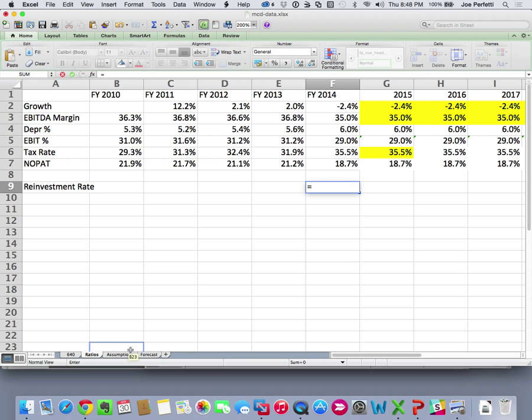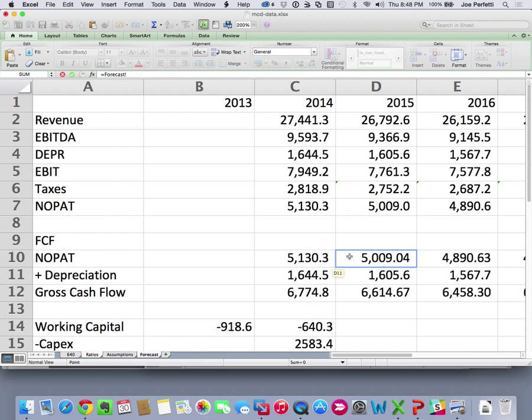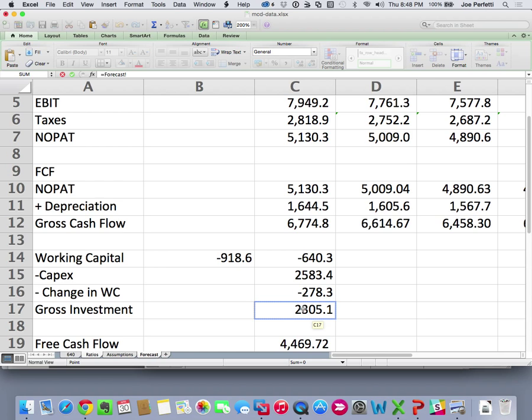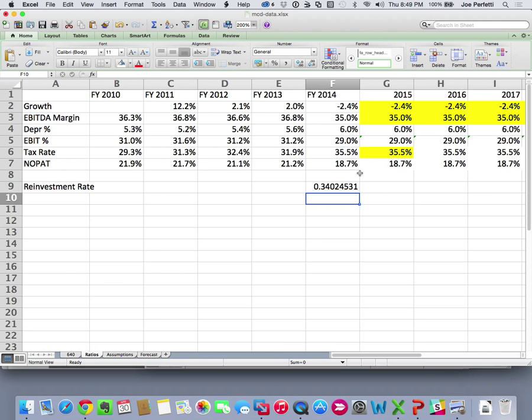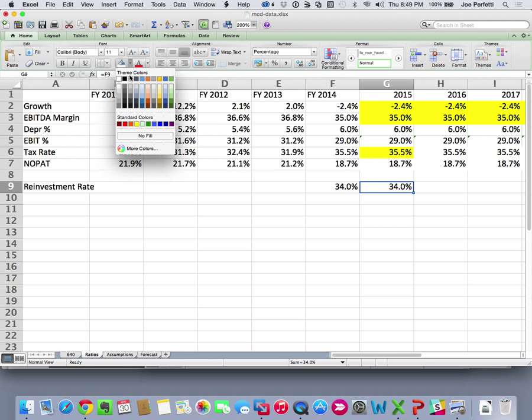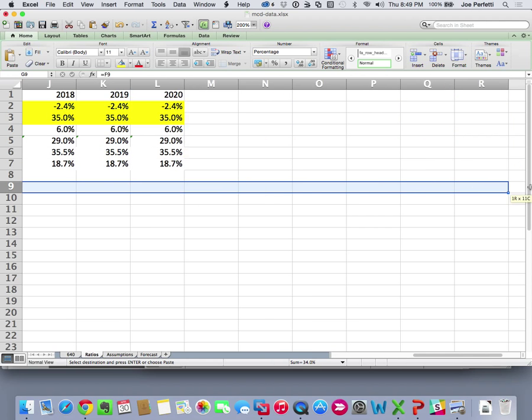So what the reinvestment rate really represents for McDonald's in 2014 is their gross investment relative to their cash profit, their gross cash flow from operations. That was their reinvestment rate, about 34%. Okay? So here's the idea: it equals that. Now, I'll let you change it year by year, and then I'm just going to copy that forward.